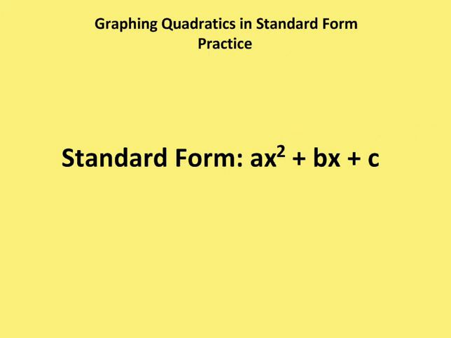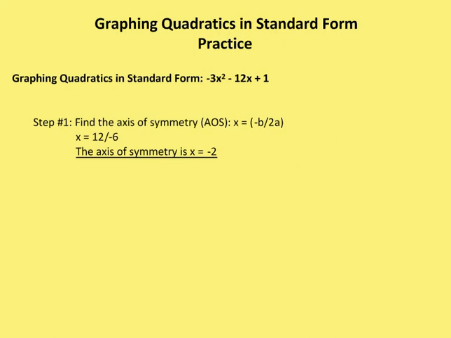We're going to go through this step by step. Now, just to let you know, for each of the different forms, we basically end up with the same values, but we approach them or accomplish them in different orders. So the first step in graphing a quadratic in standard form, and I give you the example, negative 3x squared minus 12x plus 1, is to find the axis of symmetry.